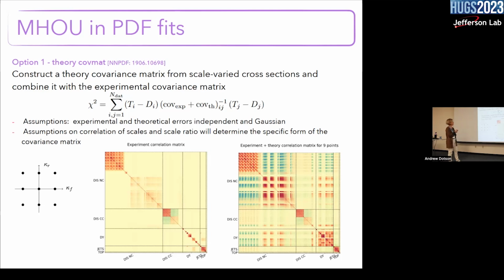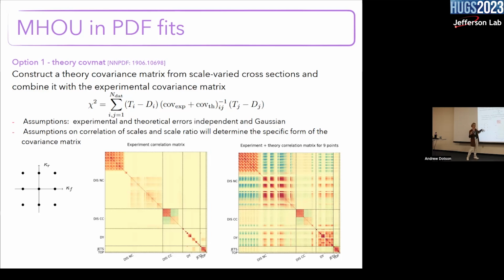I did it with some collaborators. The idea is that you construct a theory covariance matrix. So on top of the experimental covariance matrix, you add the theory covariance matrix. How do you compute it? You compute it by varying the scales, remember the renormalization and factorization scales of the predictions. This is the nine-point variation. So you vary them up and down, you have two scales, three possibilities.